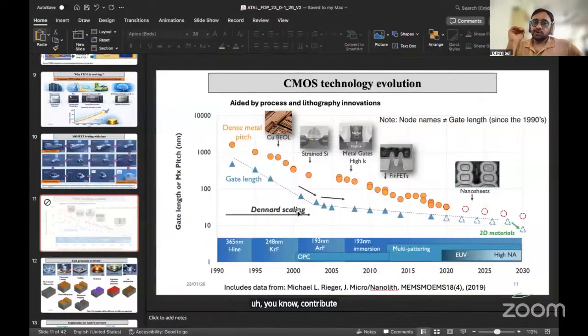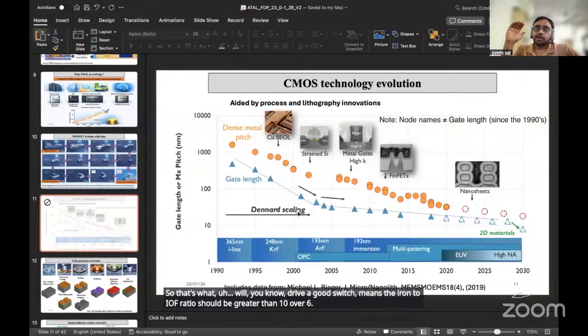to these node names, because we want higher drive current. What is a good switch? High on current, low off current. If I want to turn off, it should not let any current into the MOSFET. But is that ideally possible? No, there will always be some leakage. So a good switch means the Ion to Ioff ratio should be greater than 10^6. That is called a good switch.